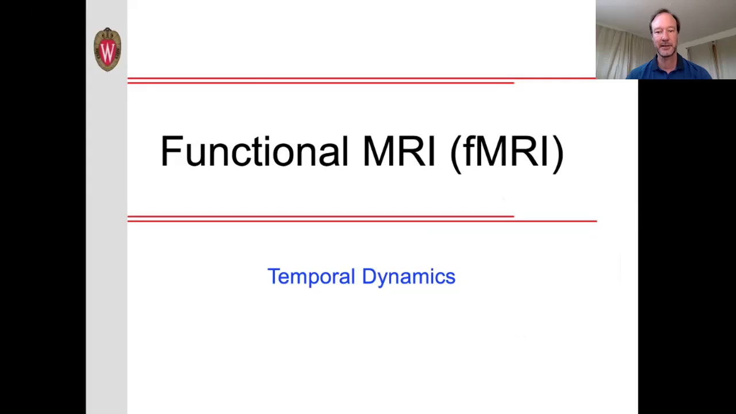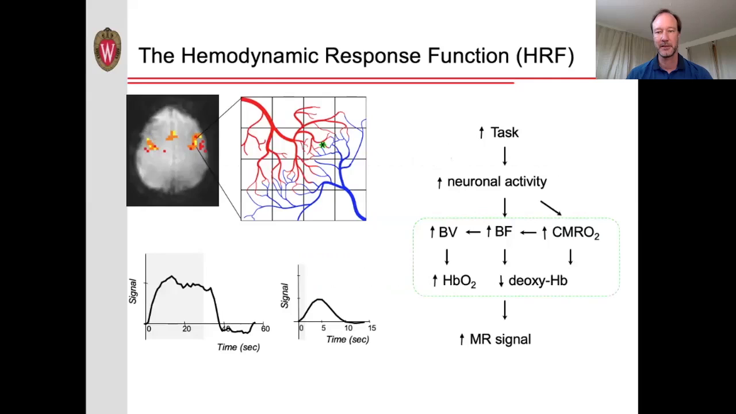In this lecture, let us look at the temporal dynamics of functional MRI. As I had mentioned in one of my previous lectures, the way we measure brain function using MRI is by observing the changes in the hemodynamics. Now these changes do take some time.